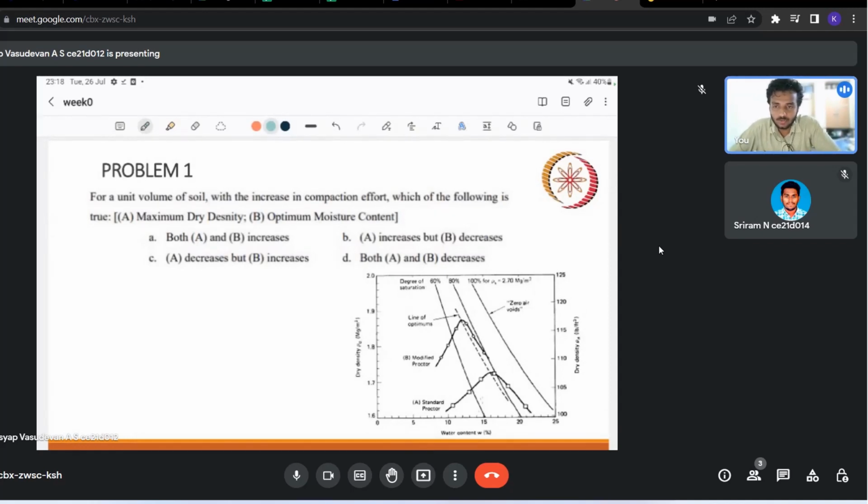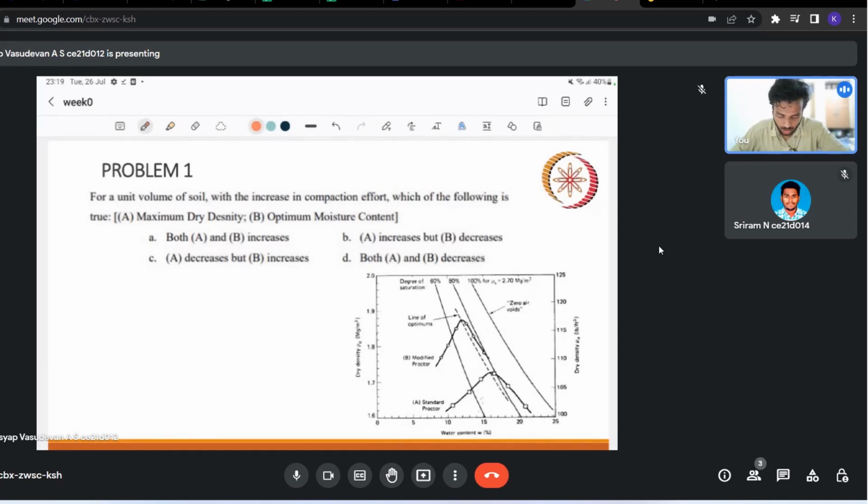So the question is, for a unit volume of soil with the increase in compactive effort, which of the following is true? Here we are asked how the trend of the optimum moisture content and the maximum dry density goes when we are varying the compactive effort. When we talk about compactive effort, we are familiar with two types of compaction tests: standard Proctor and modified Proctor. The only difference is the compactive effort you are providing to the soil per unit volume.